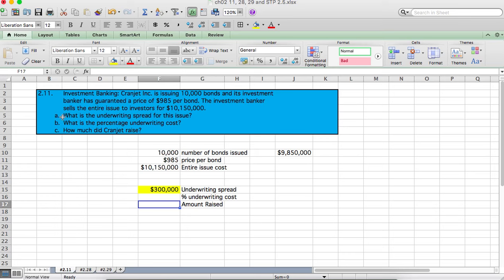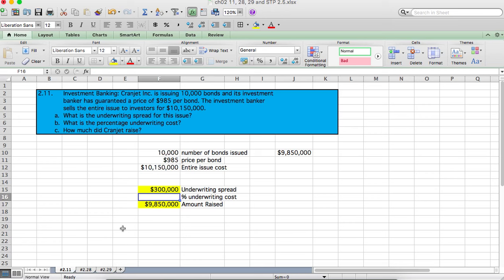So as you move forward in these problems, don't necessarily think that ABC is the order in which you have to answer the question, okay? It is a trick question, I guess, when they put it like this. So we know that the amount raised is the number of bonds that were issued times the price per bond. So we do equals, because that's how we tell Excel that we're starting a formula. We click on the 10,000 times, the asterisk, and then the price per bond. And that gives us $9,850,000.